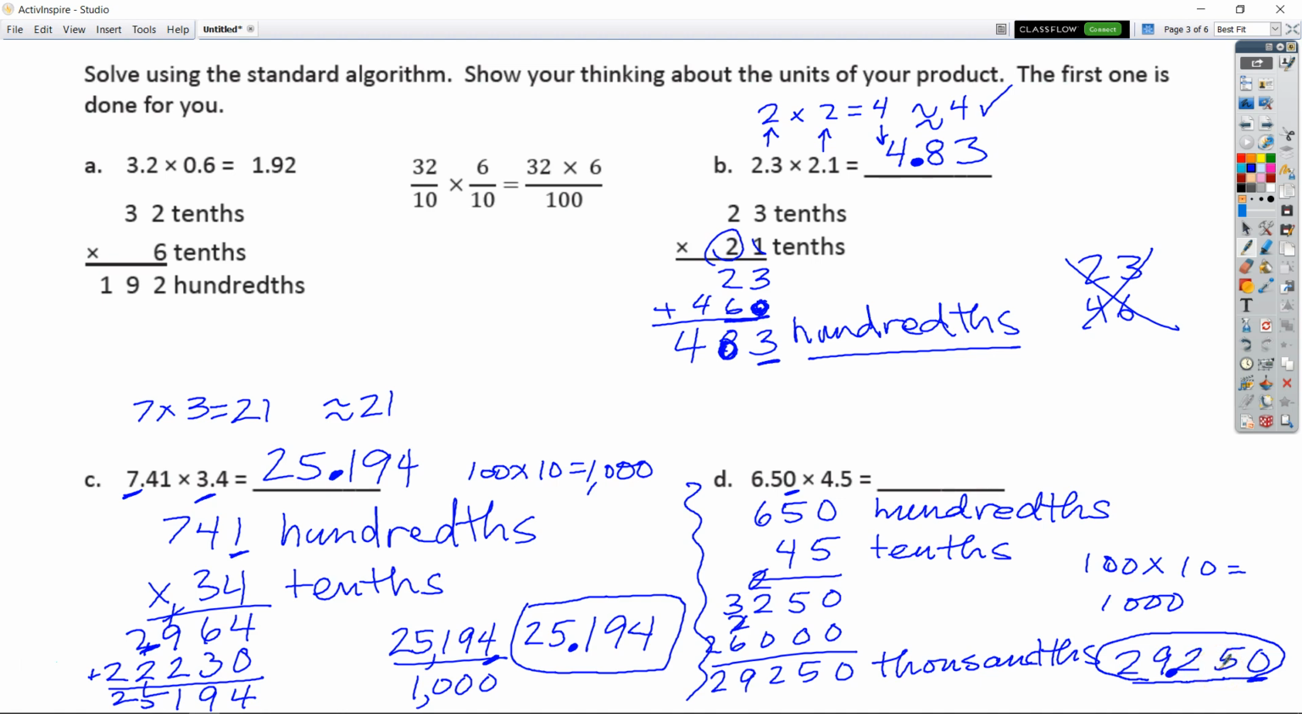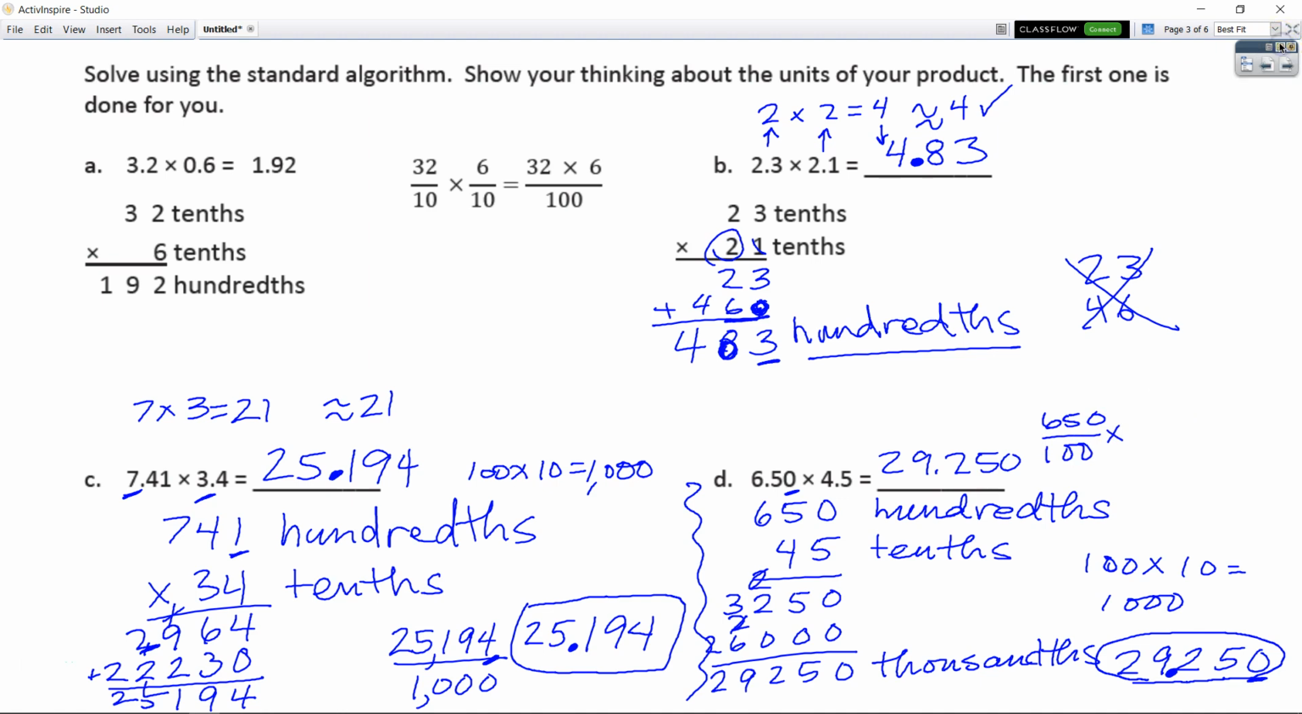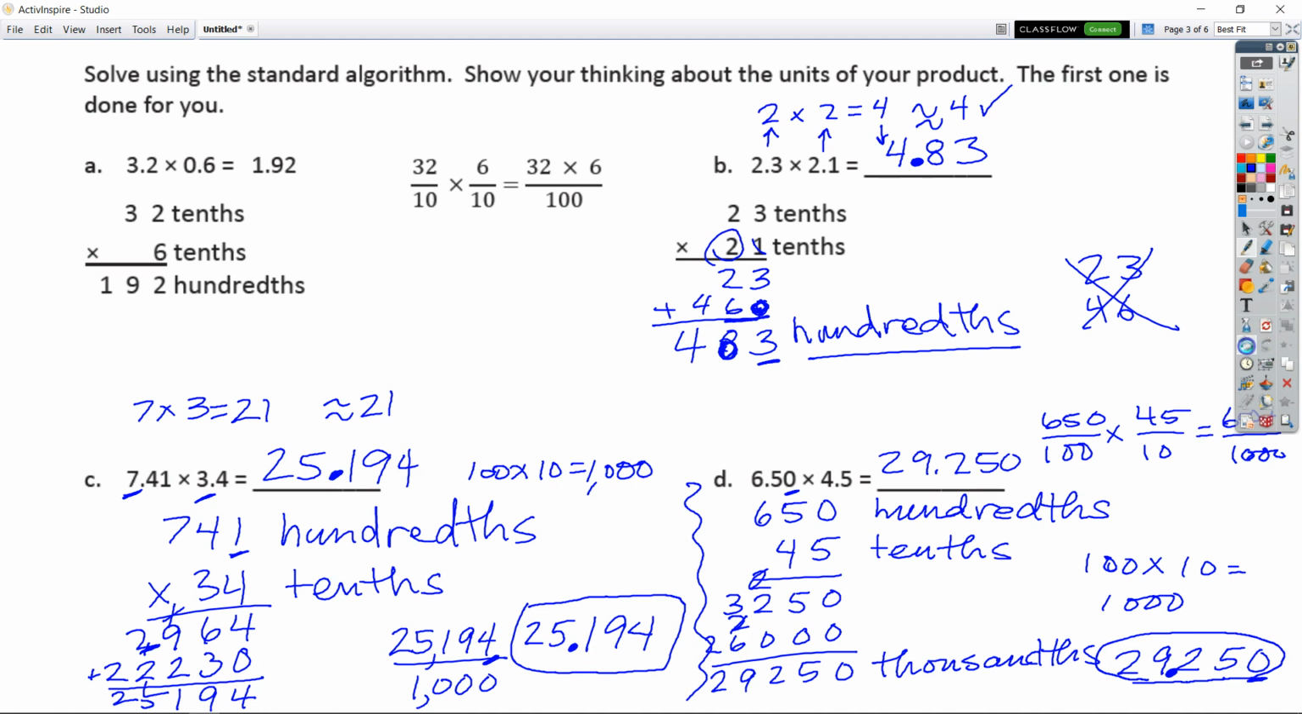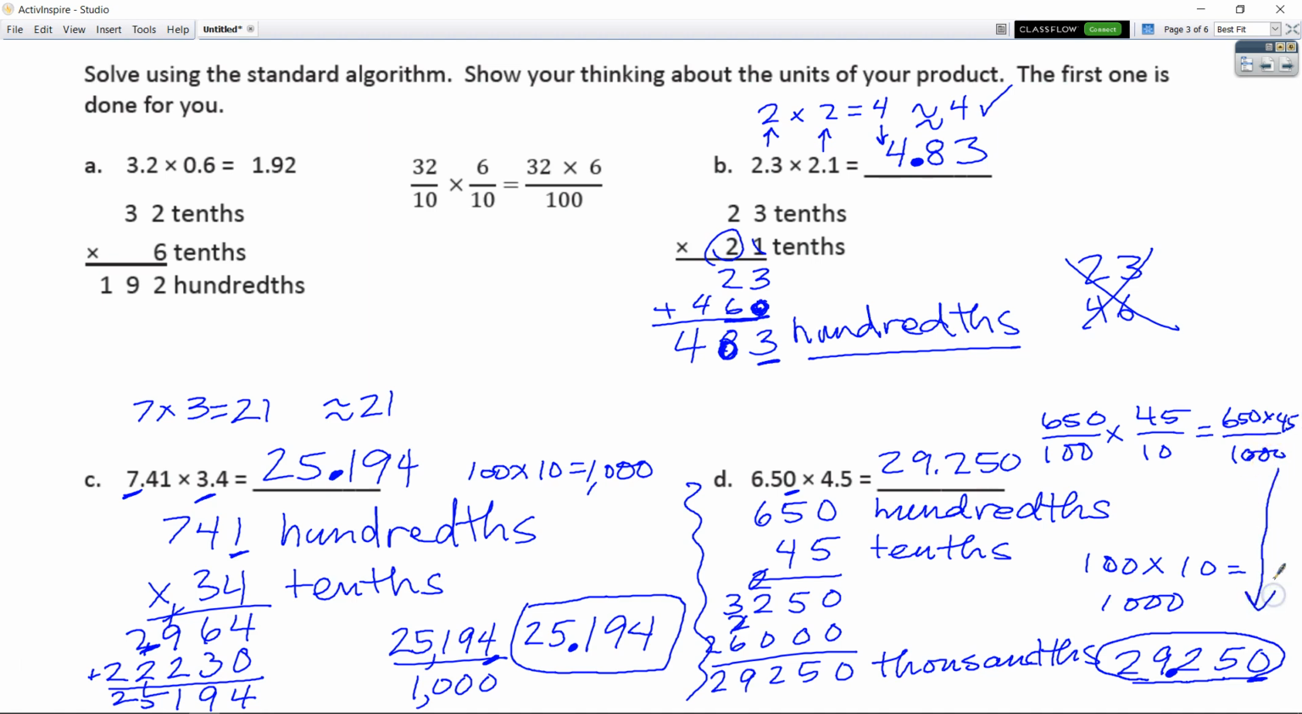All right. And if we wanted to check that, we could do that by using our fraction form and saying, well, 650 hundredths times 45 tenths. We know that's going to be over 1,000. And we said that would be 650, times 45, and it gives us the same thing. Well, technically it would give us the unit form, which would be 29,250.